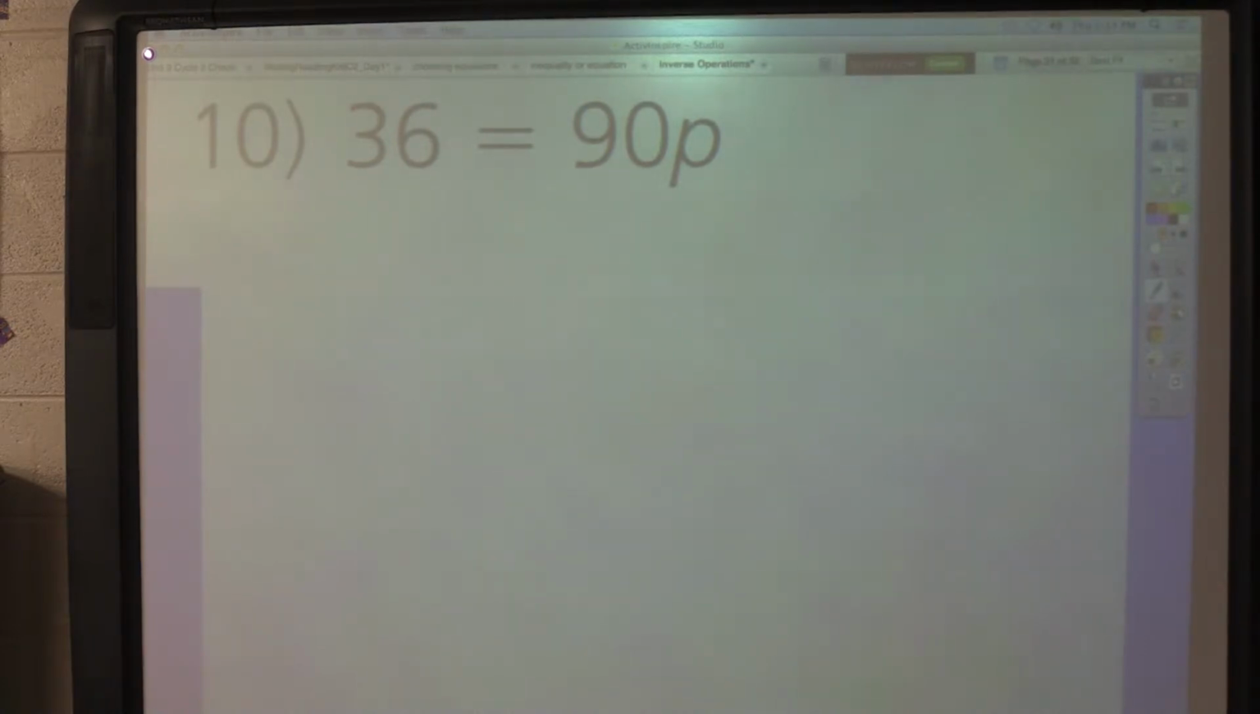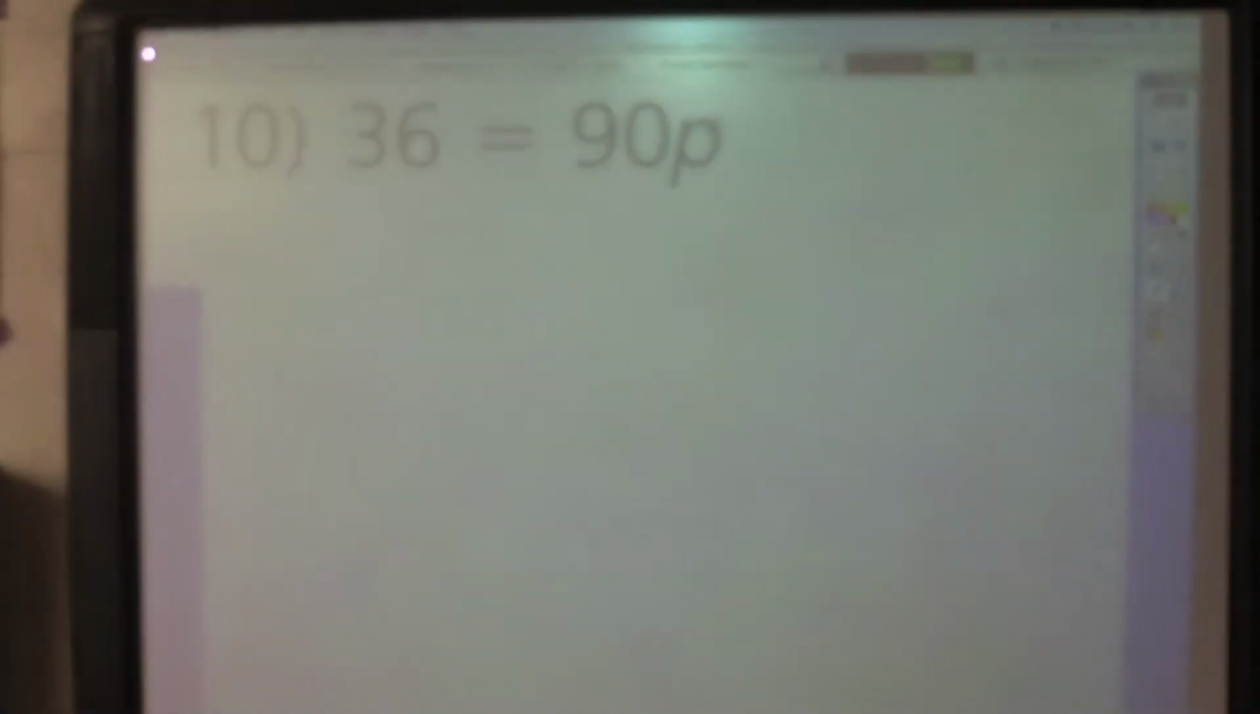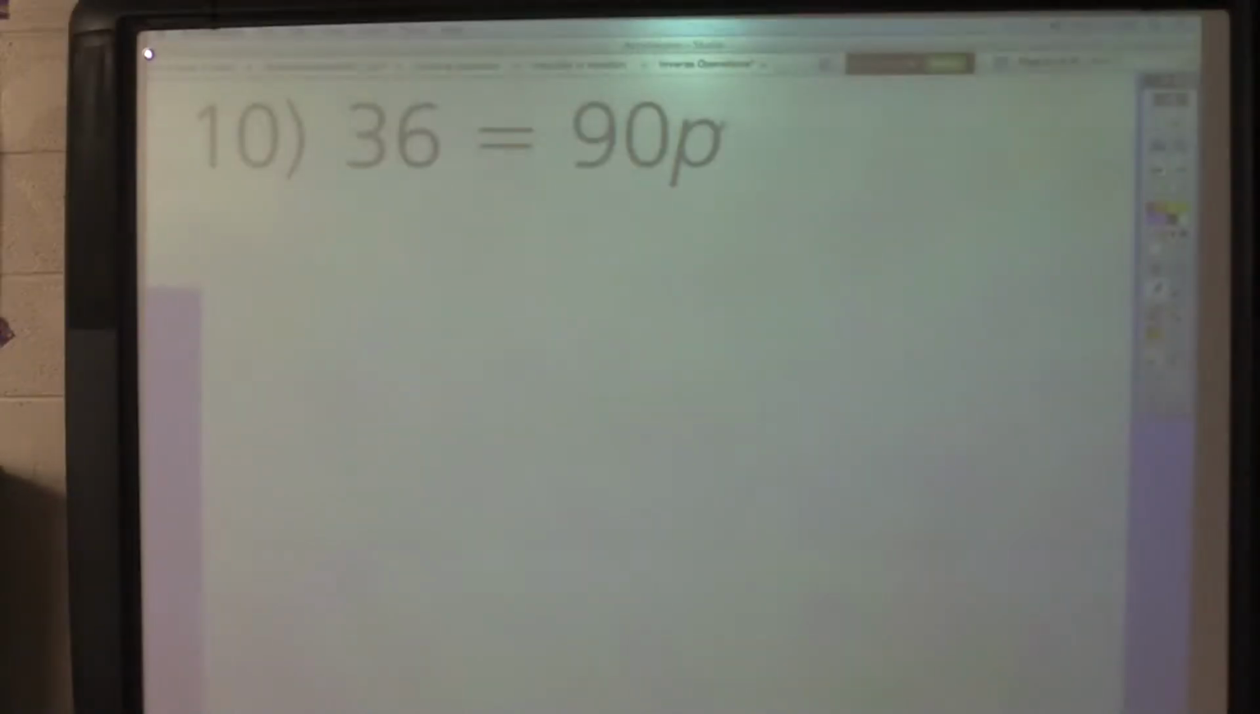If I have 90p, this term here is made up of the coefficient 90 and the variable p. And anytime you have a coefficient and a variable making up a single term, your operation is multiplication. So if I'm going to do the inverse operation to solve for the value of p, I have to use the inverse operation of multiplication, and that is division.